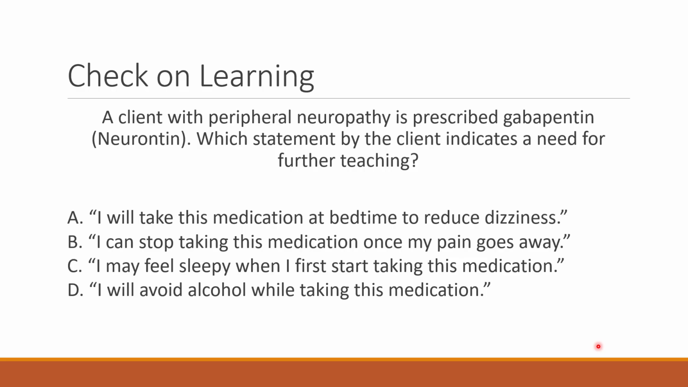Check on learning. One question before we leave. A client with peripheral neuropathy is prescribed gabapentin. What statement by the client indicates a need for further teaching? Need for further teaching means what is the wrong statement here. A: I will take this medication at bedtime to reduce dizziness. B: I can stop taking this medication once my pain goes away. C: I may feel sleepy when I first start taking this medication. D: I will avoid alcohol while taking this medication.